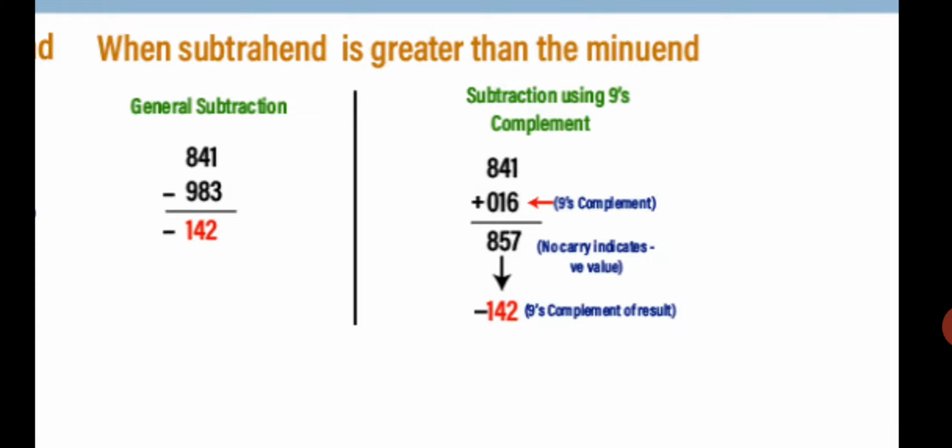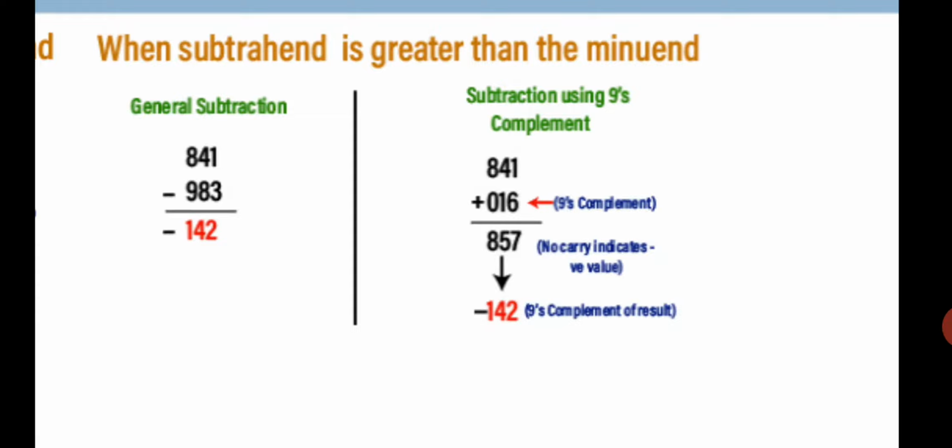Remember, if you have the carry, you have to add up the carry to the last three positions. If the subtrahend and minuend have 3 position values, then you have to add up the extra carry to the last 3 positions. If you don't have the carry, whatever result you get, you have to convert it to 9's complement. How to convert it to 9's complement?